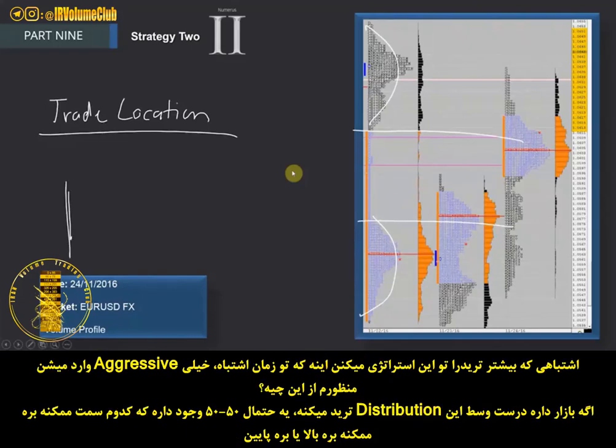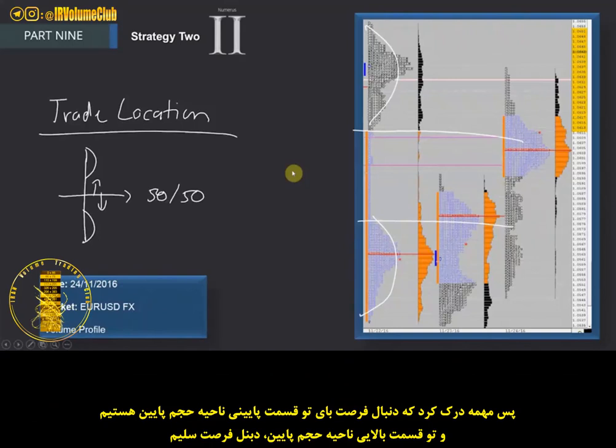Now, the mistake a lot of traders tend to make with this strategy is they tend to enter too aggressively at the wrong time. So what do we mean by that? If the market is trading right in the middle of this distribution, there's roughly a 50-50 chance as to which way it may go. It may fill up higher, it may fill up lower.